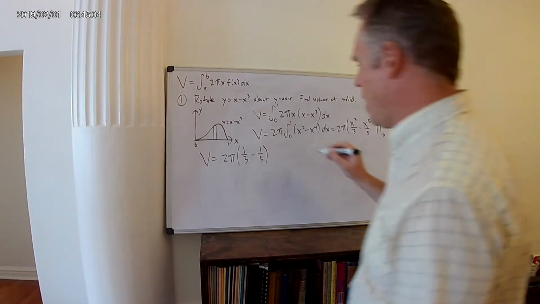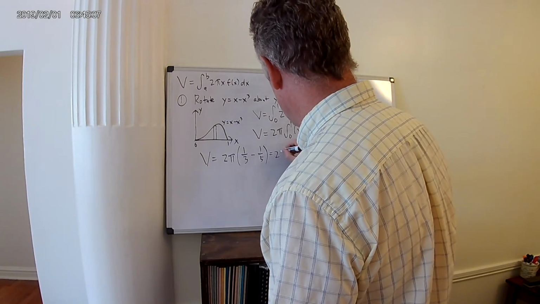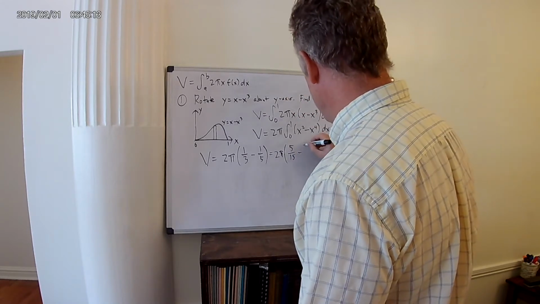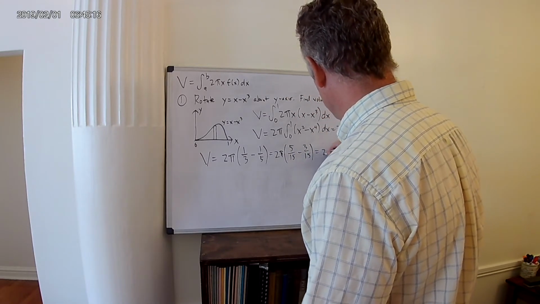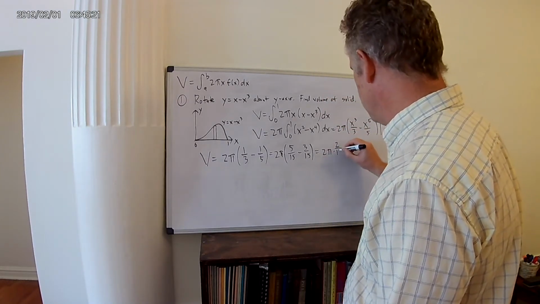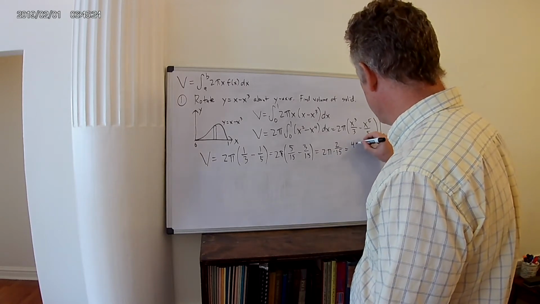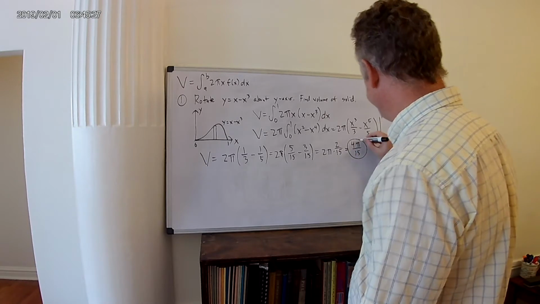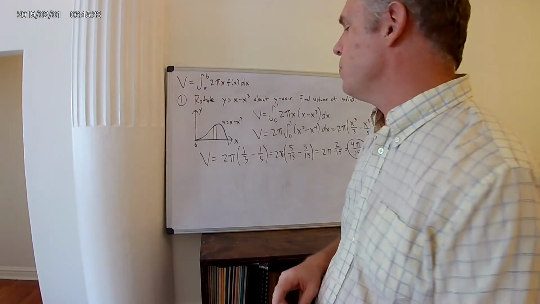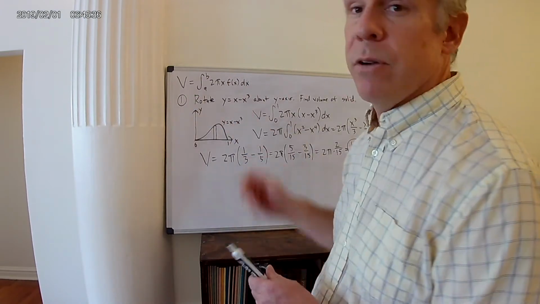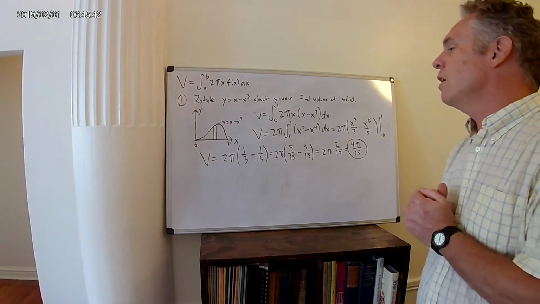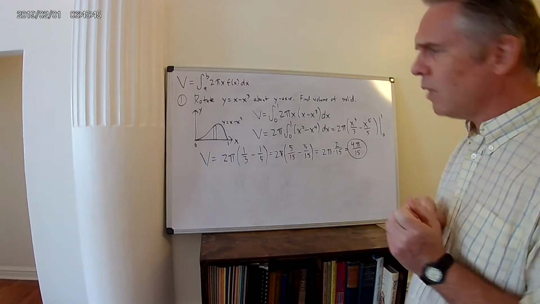So this is our volume, and what we can do is find a common denominator, which is 15. So we can rewrite this as 5 over 15 minus 3 over 15, which equals 2 pi times 2 over 15. And this equals 4 pi over 15. So this is the volume when we take this curve and rotate it around the y-axis, calculated using the method of cylindrical shells. So sometimes the method of cylindrical shells is a better, easier method to calculate the volumes of objects. Let's do another example.